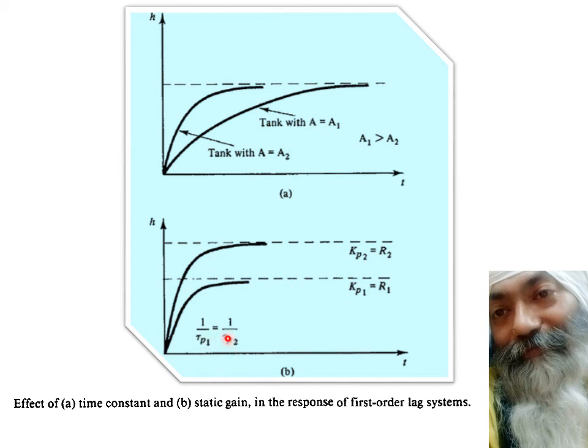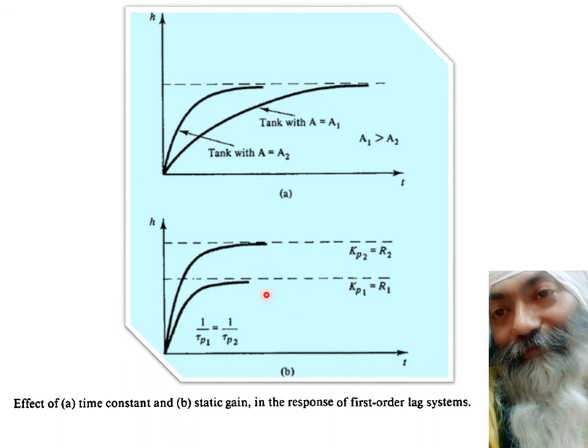So the one with the lesser gain, the final value of that will be smaller. One with a greater gain, the final value, the level of the tank, will be higher. So the gain is given by R1 and R2 over here, and obviously we have seen that R1 is less than R2, the gain was lower, so it saturated earlier. Gain was higher, it saturated at a higher level. So this is the effect of gain.